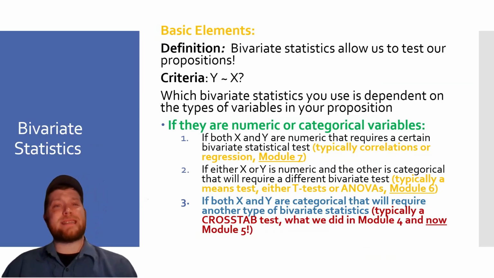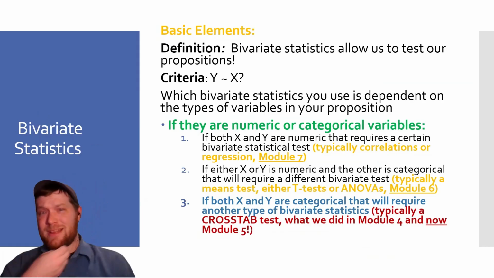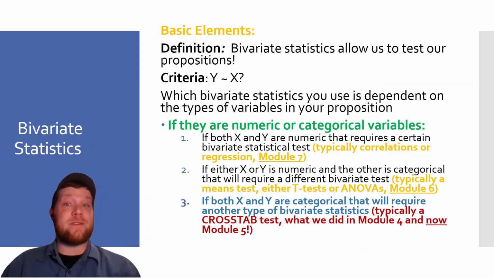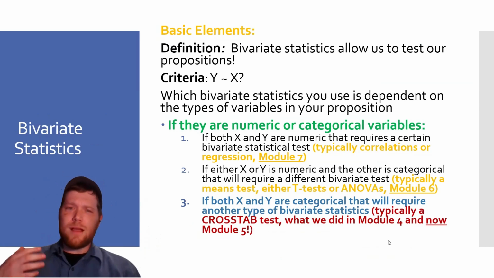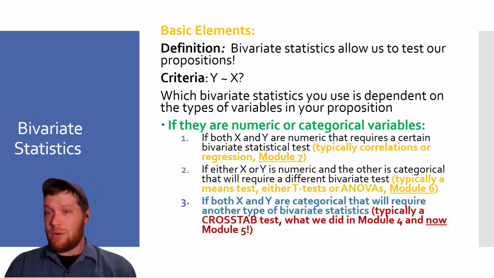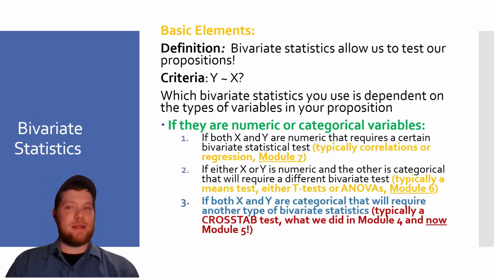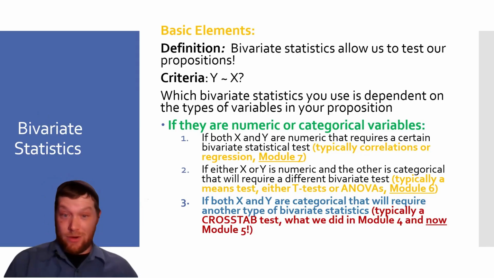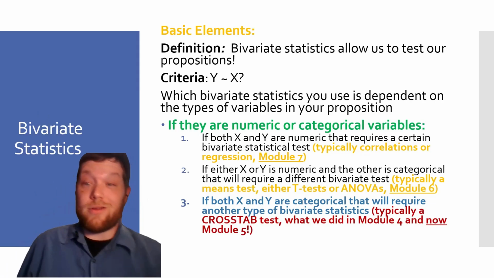Now, bivariate statistics allow us to test our propositions. So, is Y related to tilde X? Which bivariate statistic you use depends on the types of variables in your proposition, because all these variables are going to be either numeric or categorical. If they're both numeric, we're going to do something called correlations and regression, Module 7. If one is numeric and the other is categorical, we'll use something like ANOVAs in Module 6. And if both X and Y are categorical, that will require another type of bivariate statistic, crosstabs, and eventually we're going to talk about something called chi-square.